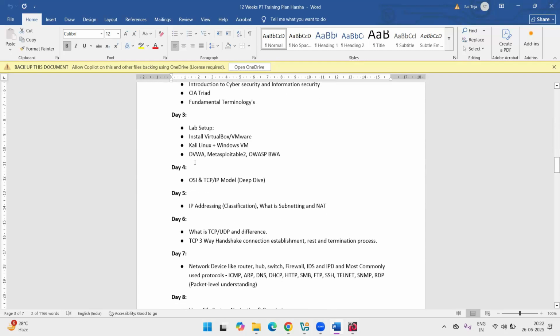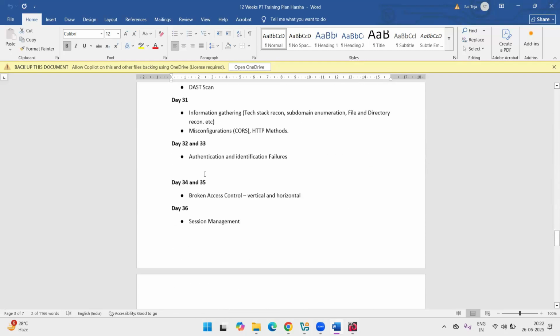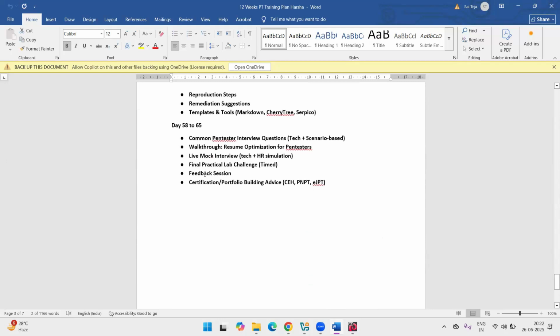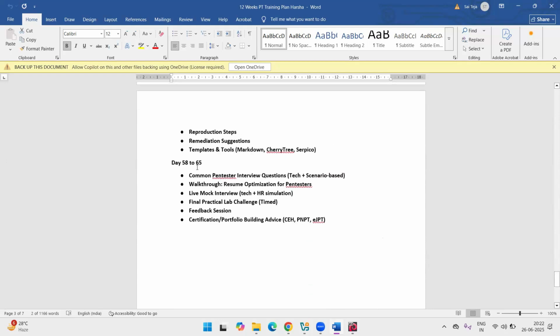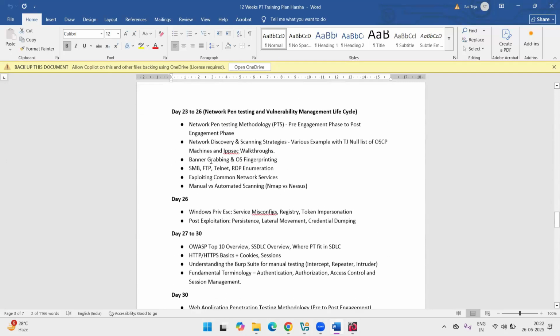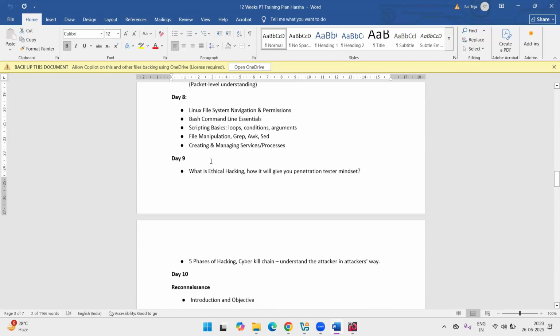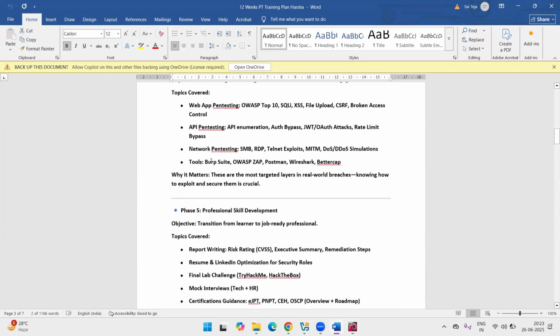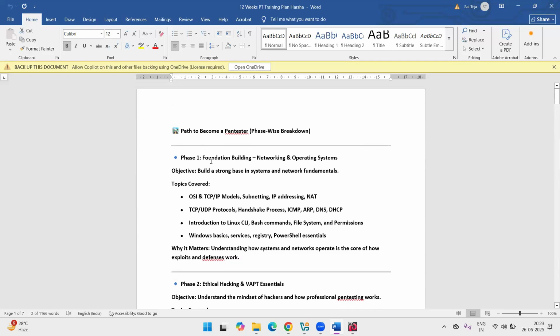Starting from day 1, 2, 3. It's a very clear plan, I can say, around 60 days of plan. So if someone is following this, definitely they'll be able to start their career in the VAPT domain. I hope the course details are clear, what things we are going to cover, what we have. I think you are pretty much clear, right?